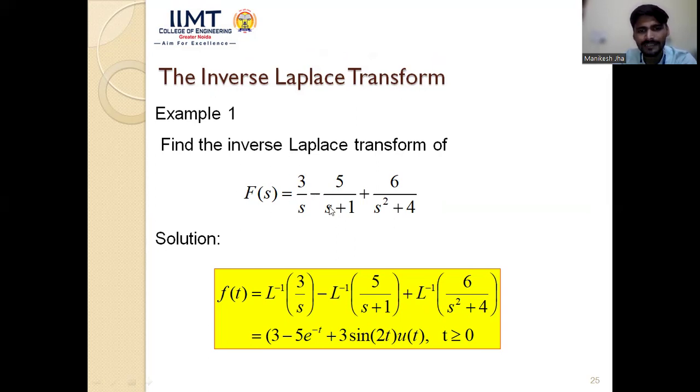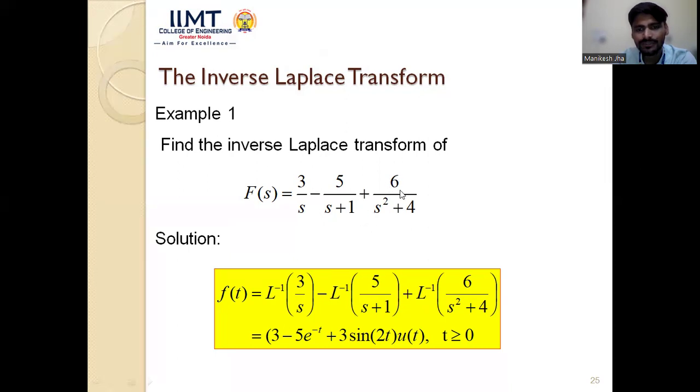Second signal, 5 upon s plus a. We already saw that the Laplace transform of e to the power minus at u of t is 1 upon s plus a. So here it is 1 upon s plus 1. What is the value of a? The value of a is 1. So we are getting 5 e to the power minus t u of t. So for the second function, the inverse Laplace is 5 e to the power minus t u of t.